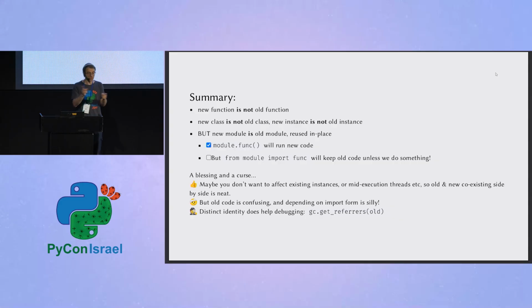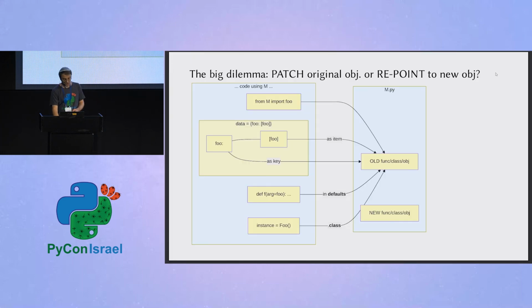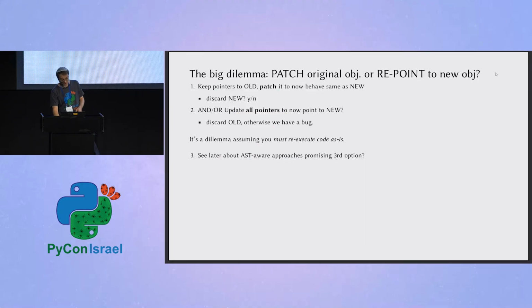But if you do from module import, you get a copy in your module that is still referring to the old things. And that's annoying. So the big dilemma of all the libraries that try to do better reloading is what do you do when you have pointers to an old object and you have a new object side by side with it.